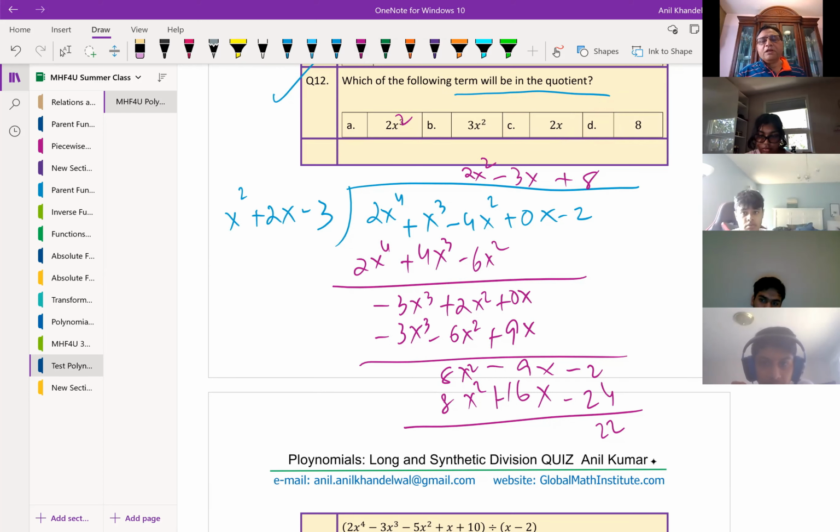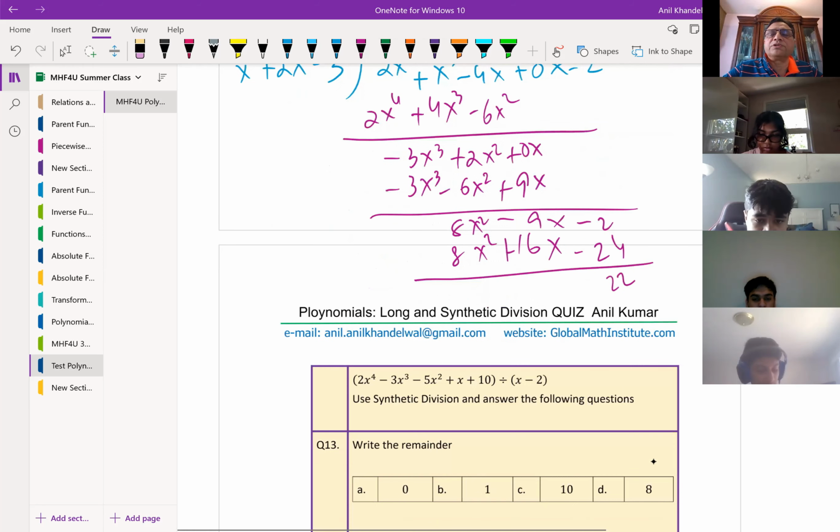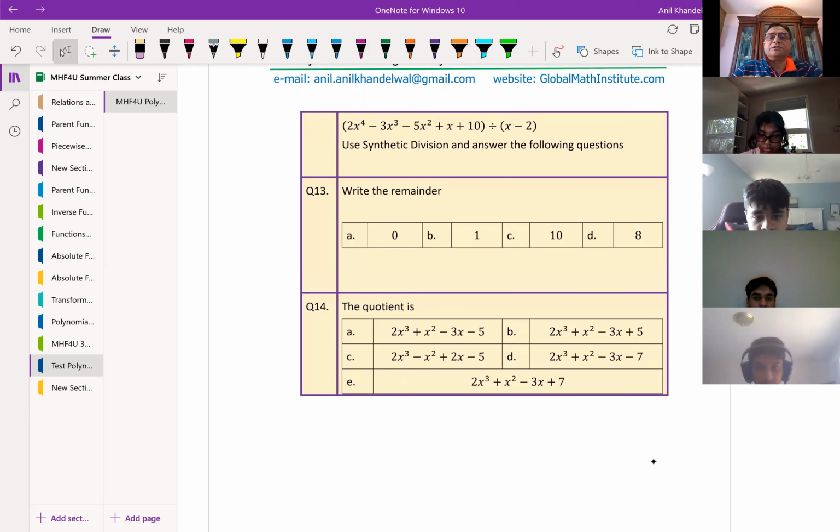Anyway, you understand how we divide by a trinomial, correct? So we'll move on to the next question. Mohammed, I'd like you to answer this question. We have 2x to the power of 4 minus 3x cubed minus 5x squared plus x plus 10. We need to divide by x minus 2. Use synthetic division and answer the following questions.